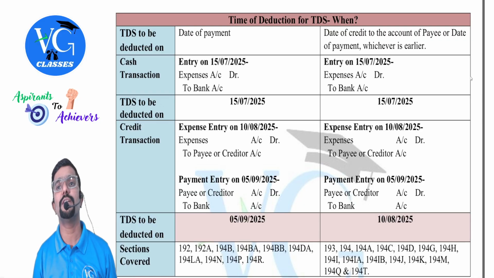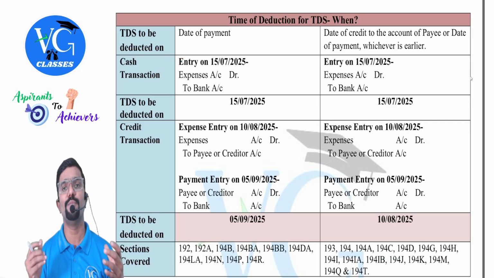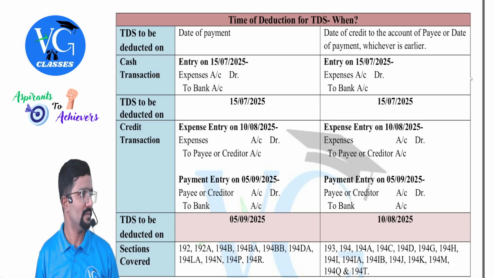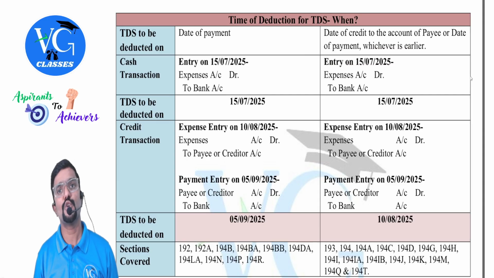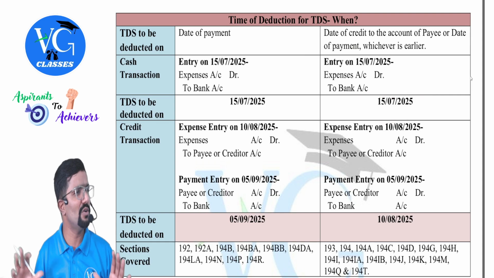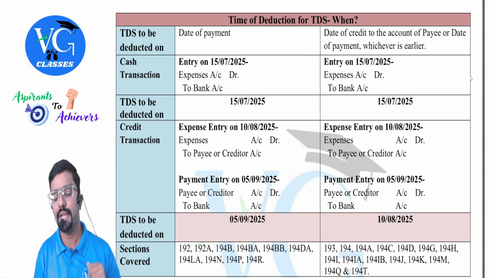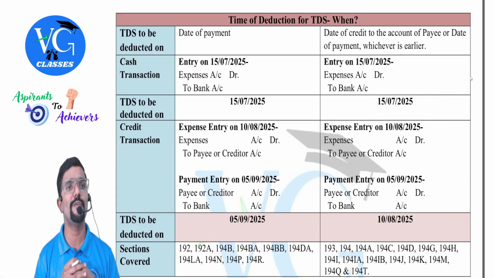Let me try to explain that with an example, guys. Assume there is a cash transaction where we are booking the expenses immediately, paying it immediately on the same day. Entry is passed on which day? 15th July. So TDS has to be deducted on what day? 15th July. Because there is no credit. Immediately we are paying it. TDS also has to be deducted on 15th July and remitted to the government on or before 7th August.